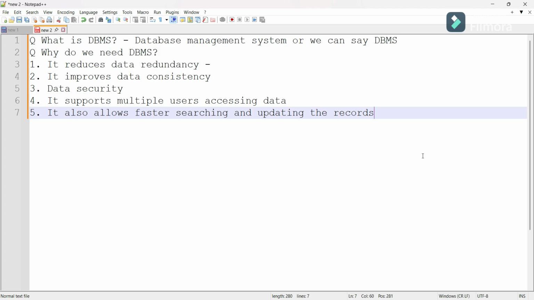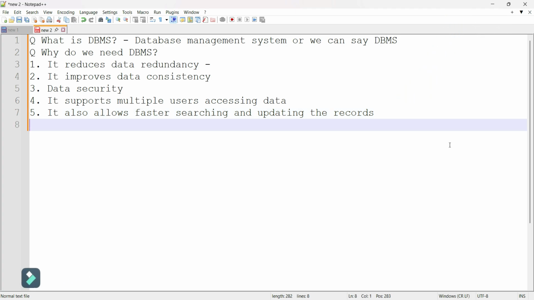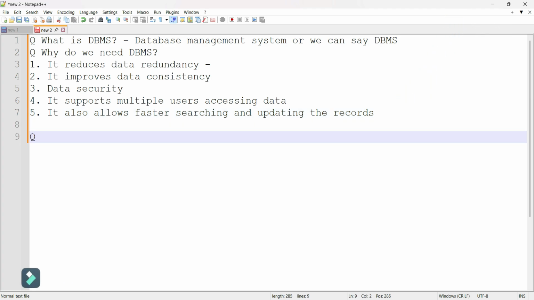Now our interview question arises. The interview question is, what is DBMS? In simple language, we can say a DBMS is a database management system. It is a software which is used to create, manage, store and retrieve the secure data efficiently. With the help of DBMS, the users can interact with the database, ensuring organized storage, security and efficient access to the data.